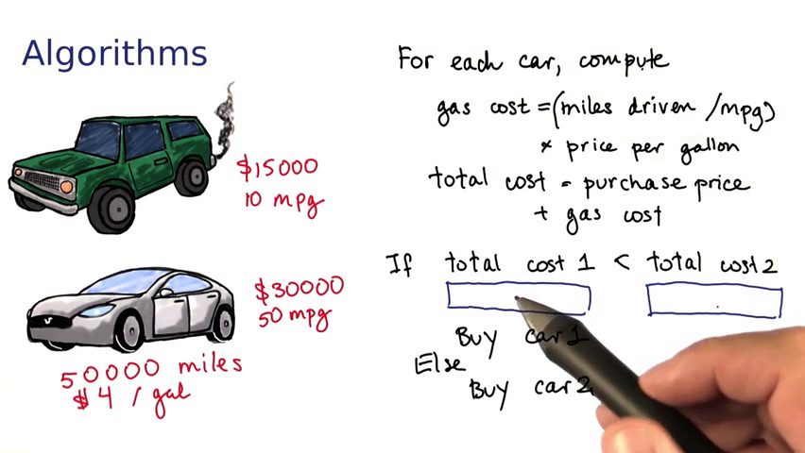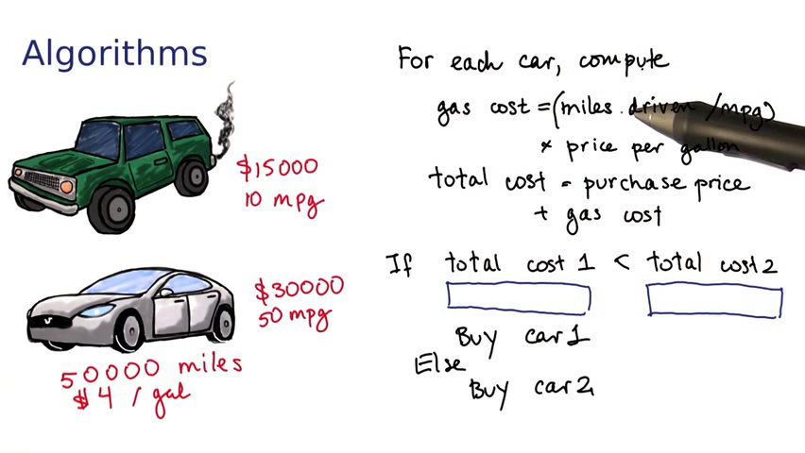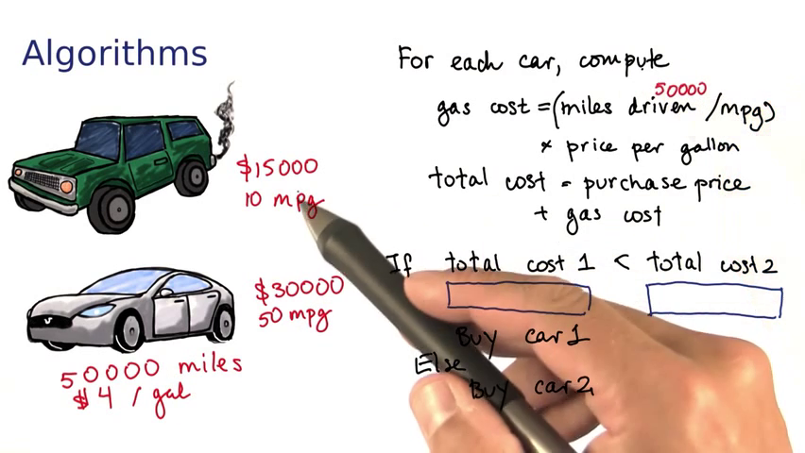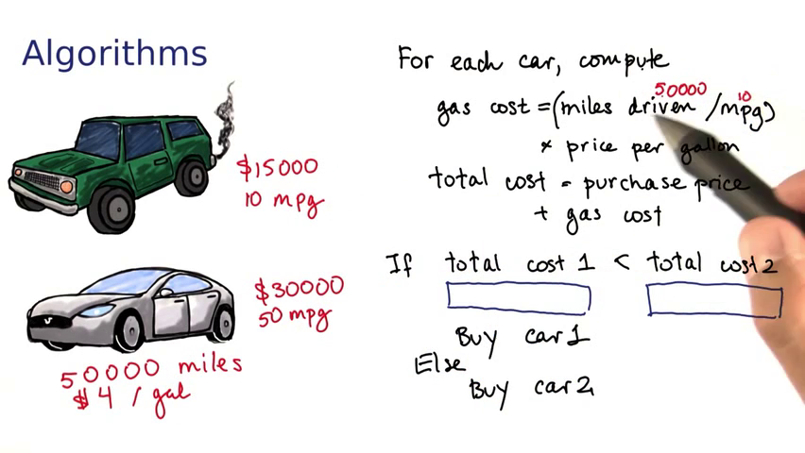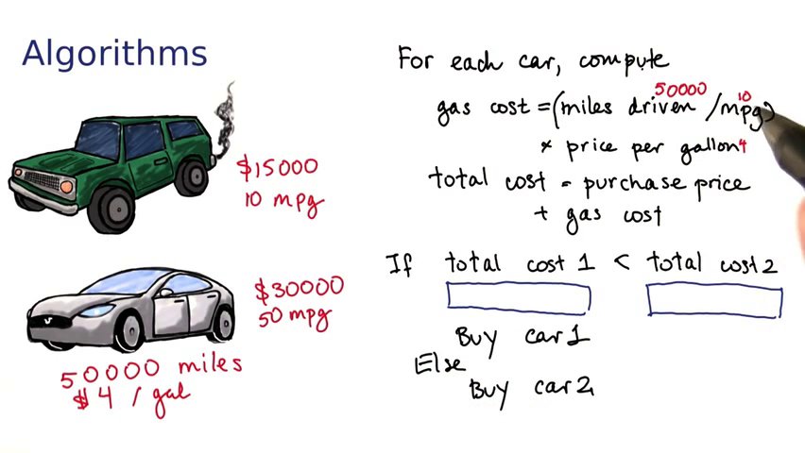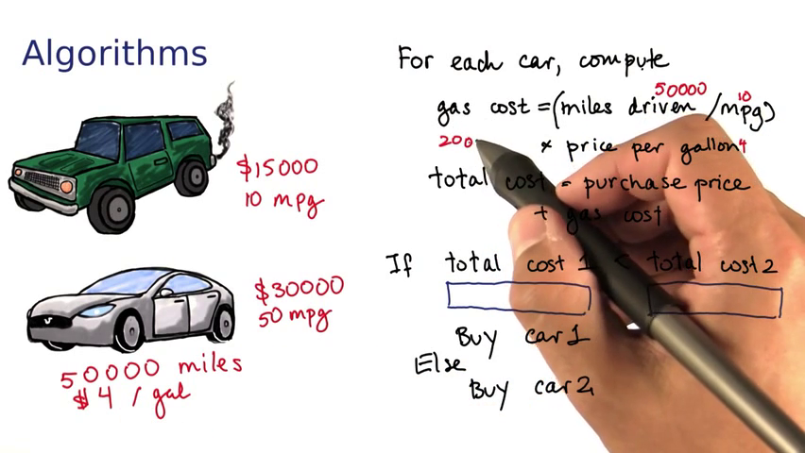All right, here's how I did it. I go through the first step. Miles driven is 50,000. The first miles per gallon is 10, so that's 5,000. The price per gallon is 4. 5,000 times 4 is 20,000.